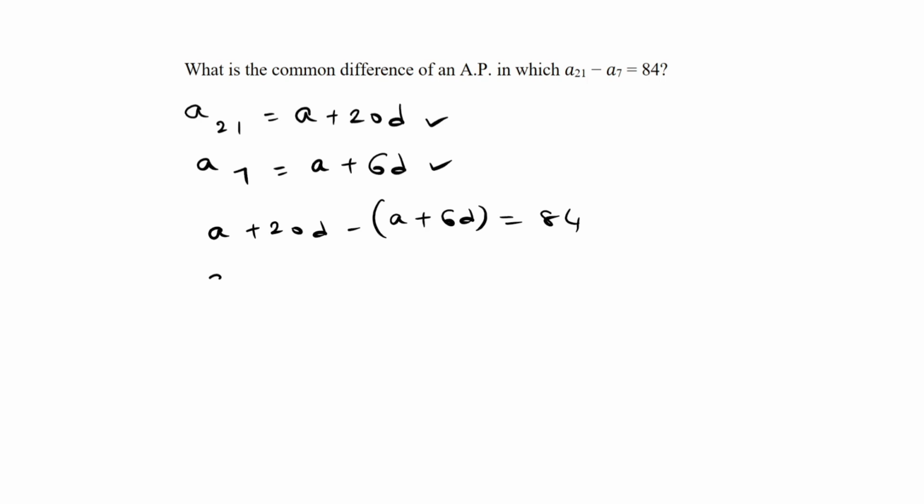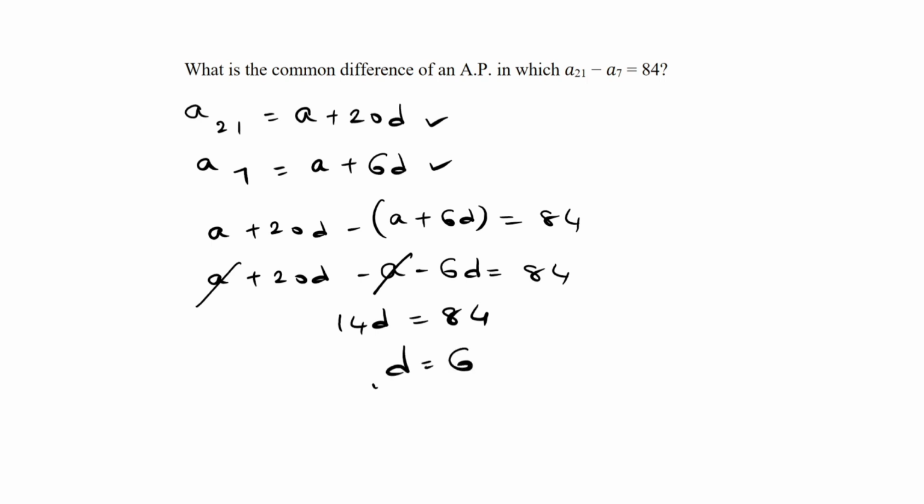Now first let us try to remove the bracket. So A plus 20D as it is, minus into A minus, minus into plus 6D, minus 6D equals 84, plus A minus A cancel, 20D minus 6D, 14D equals 84. In the 14 table, where will we get 84? 6 times. So D value is 6. That is, the common difference is 6.